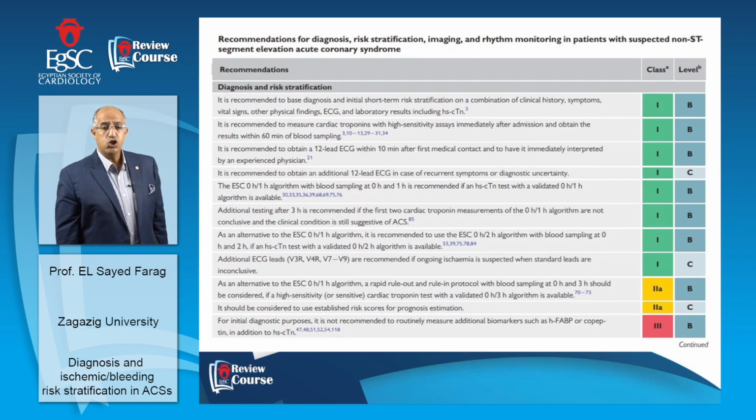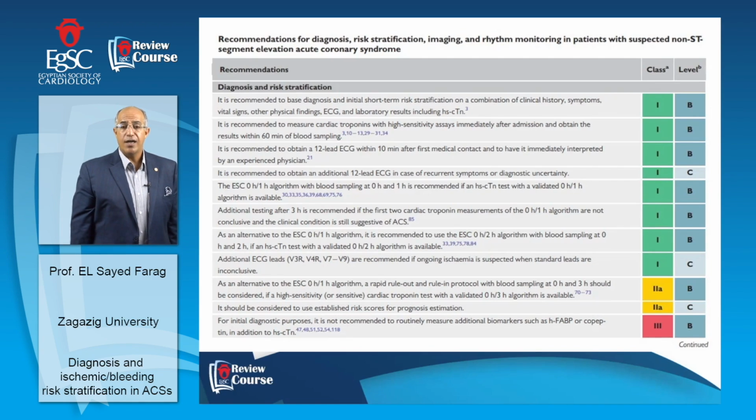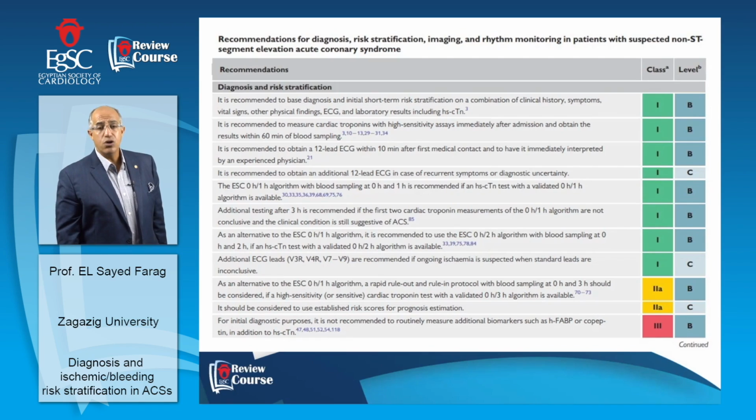The ESC 0-hour/1-hour algorithm, with blood sampling at 0 and 1 hour, is now recommended as a class 1 recommendation when this algorithm is available. Additional testing after 3 hours is recommended if the first two cardiac troponin measurements, 0 and 1, are not conclusive and the clinical condition is still suggestive of ACS. Still, the 0-3 is also a class 1 indication. As an alternative to the 0-hour/1-hour algorithm, we can use in some centers the ESC 0-hour/2-hour algorithm, with a class 1 recommendation, level of evidence B.